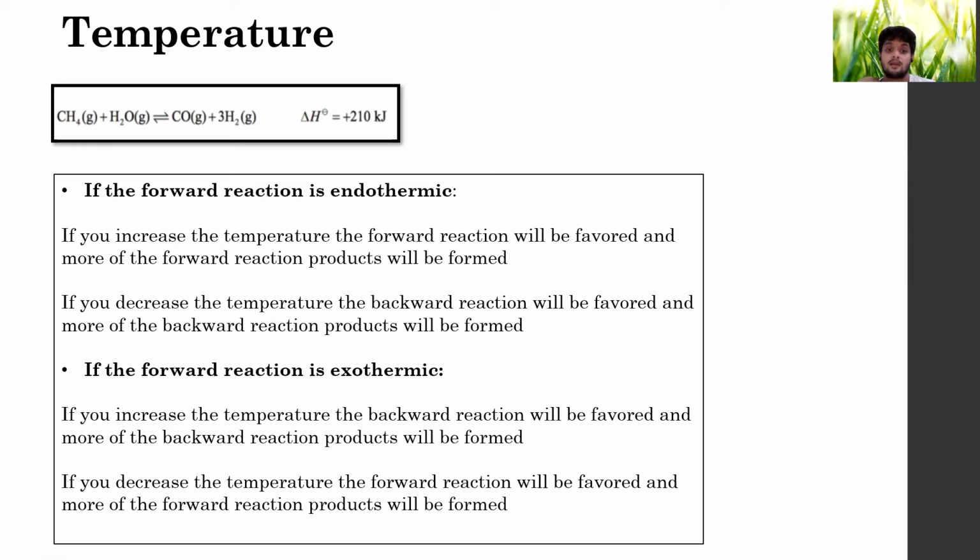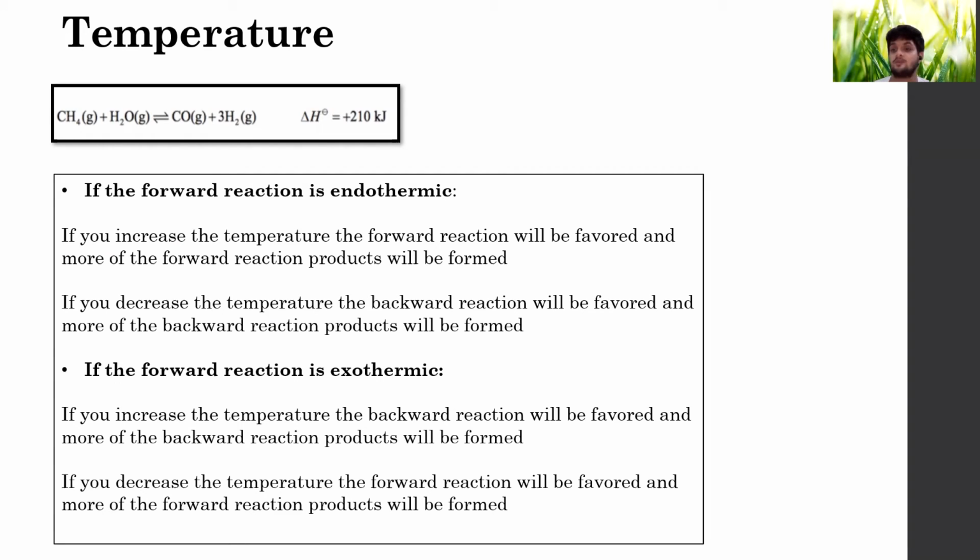Keeping that in mind, that the forward reaction is endothermic, if you increase the temperature, the forward reaction will be favored and more of the forward reaction products will be formed. That means in this case, carbon monoxide and hydrogen will be produced more and more. If you decrease the temperature, it will be the other way. It will favor the backward reaction and methane and water will be produced.